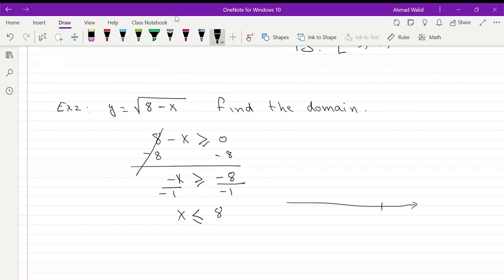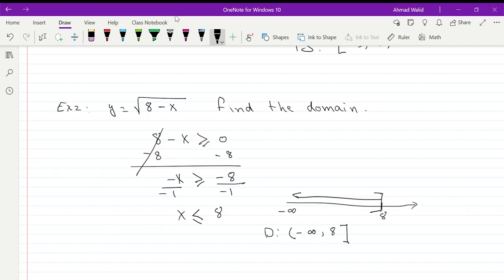Number line here, 8. Less than equal 8. You go this way. To where? To negative infinity. Then your domain is from negative infinity, comma 8 bracket. That's your domain. Very easy.